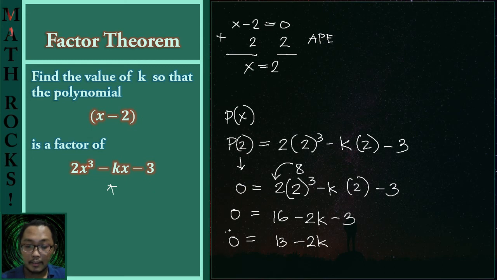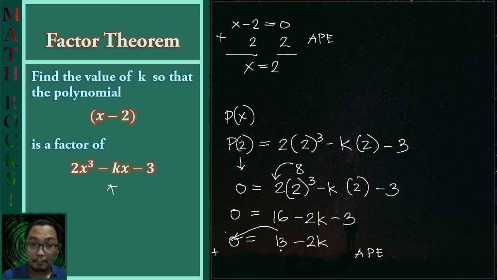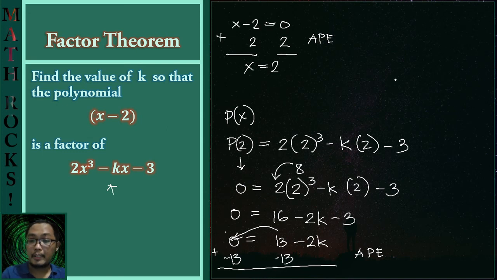And writing the negative 2k, for us to find the value of k, we must manipulate this equation by having the 13 be transferred to the other side of the equal sign. So applying the APE, we must add the opposite of positive 13, which is negative 13, to both sides of the equal sign. So doing so, let me have the resulting equation be written here. So 0 plus negative 13 is negative 13, while this gives us a 0.